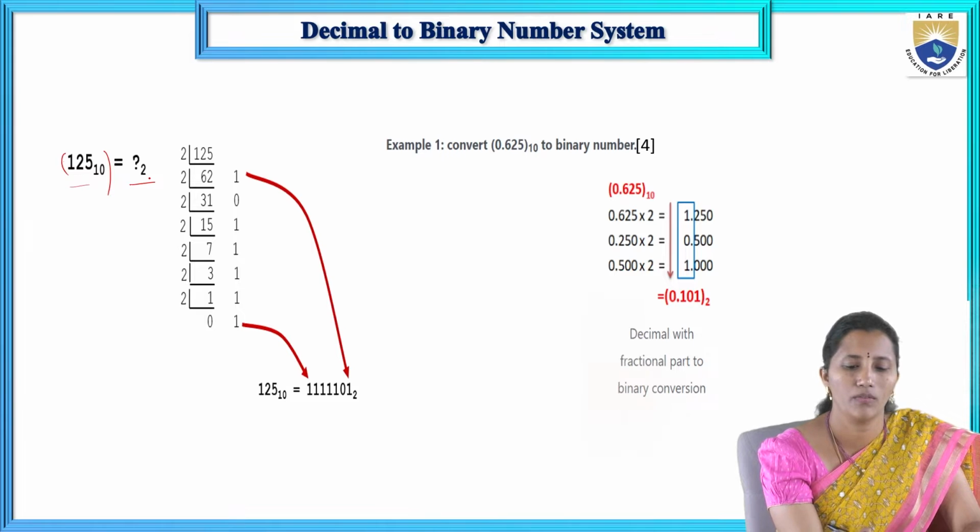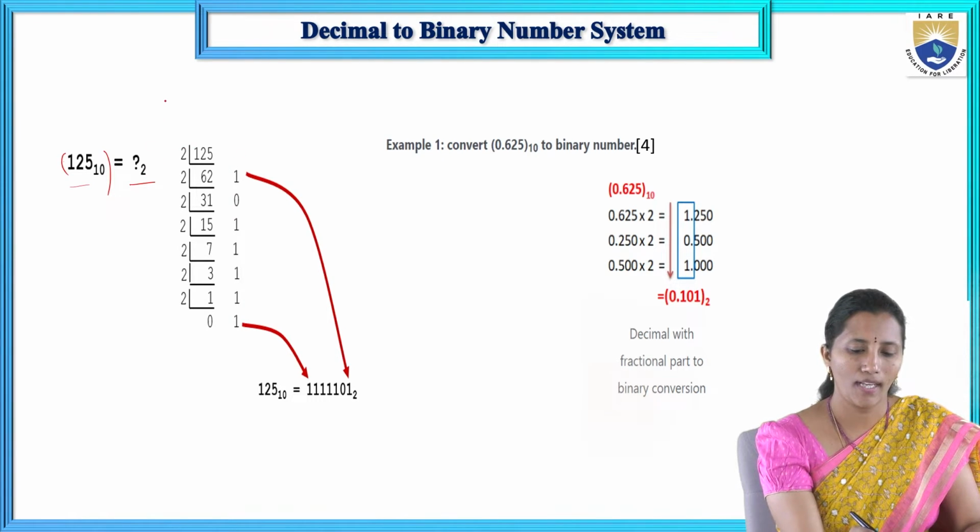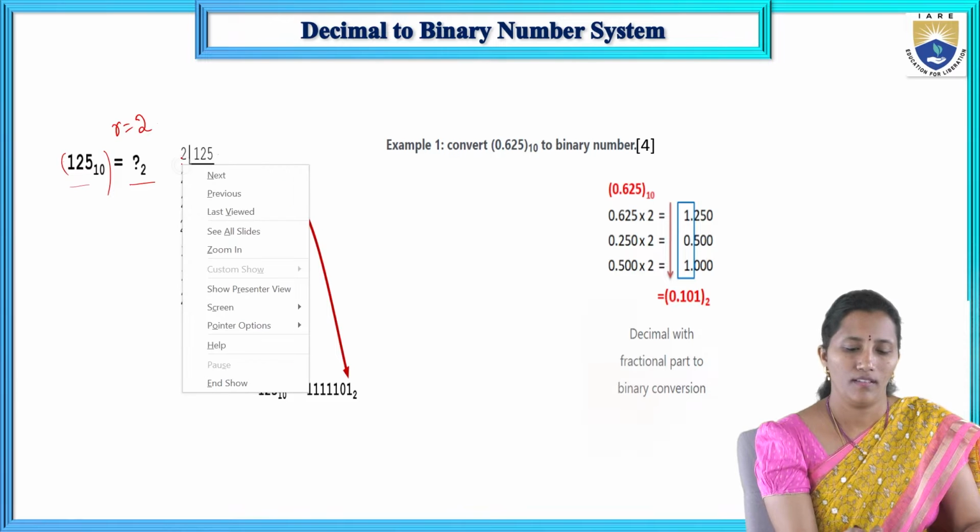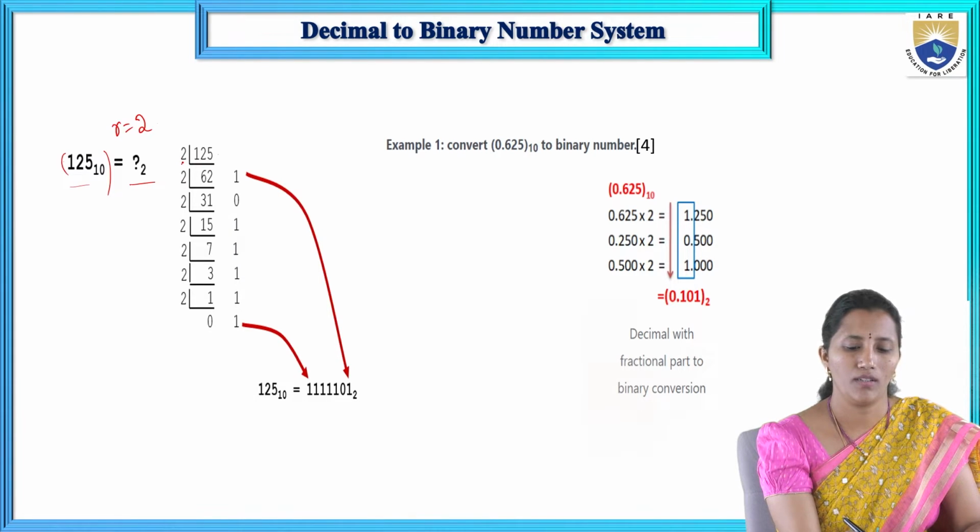So what do I have to do? For binary, the radix r is equal to 2. So take that number 125 and divide it by 2. 2 times 62 is 124, the remainder is 1. And take this quotient 62 and again divide by the radix 2. 2 times 31 is 62, the remainder is 0.